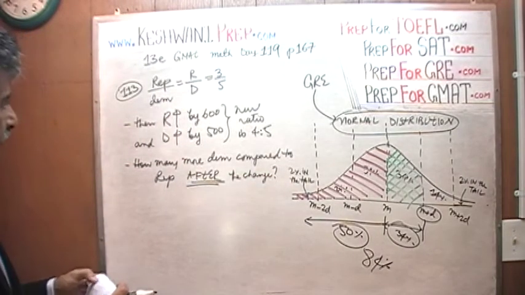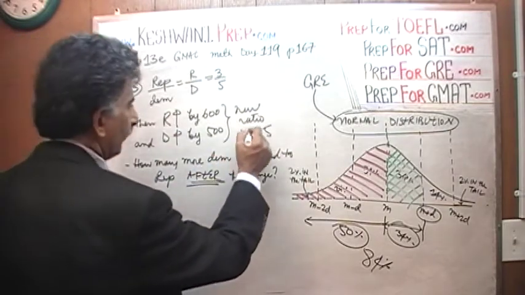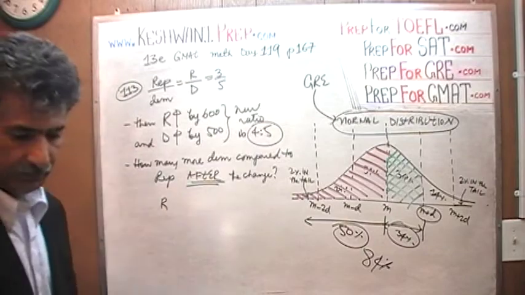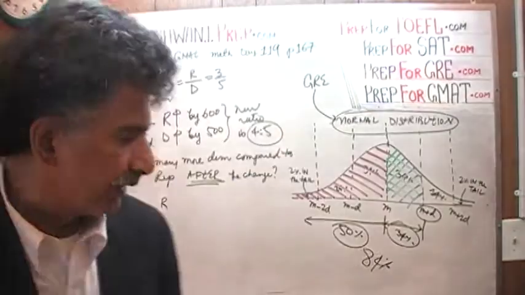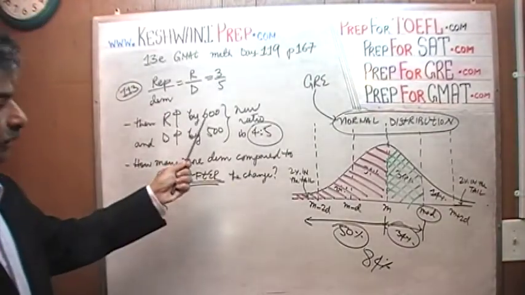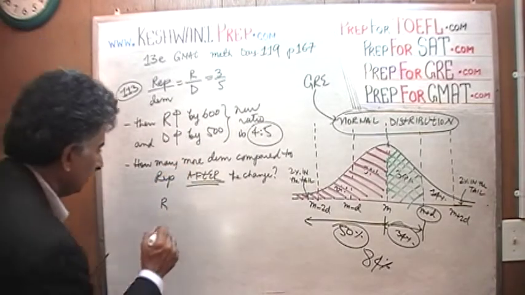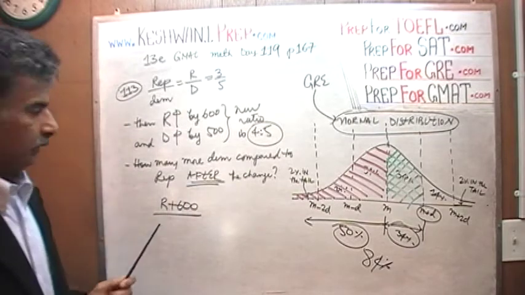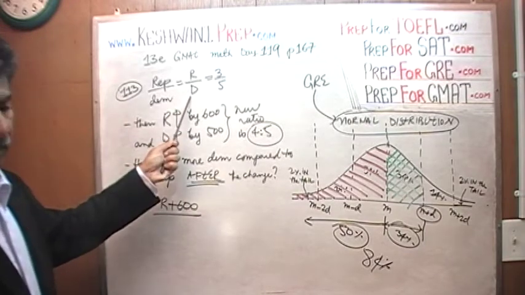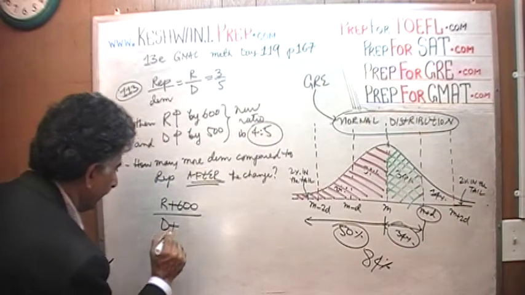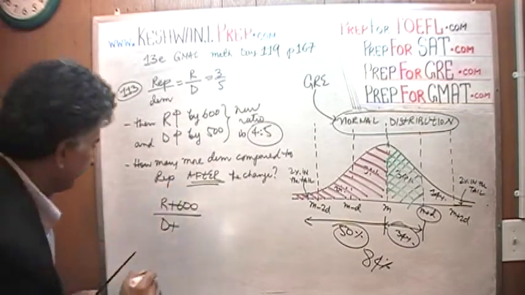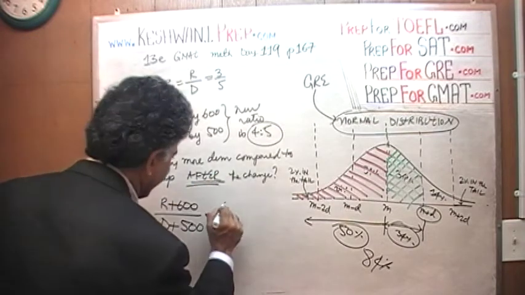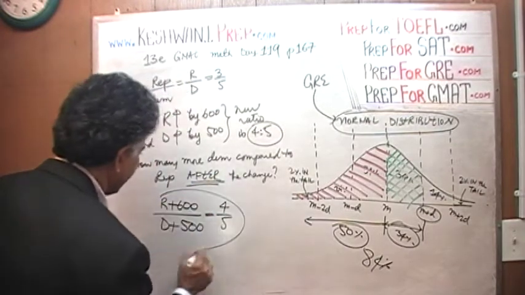So the new ratio is 4 to 5. It is based on the fact that we started out with R number of Republican, and then the number went up by 600. So the new number of Republican is R plus 600. We started out with D number of Democrat, and then that number went up by 500. And the new ratio equals 4 to 5.